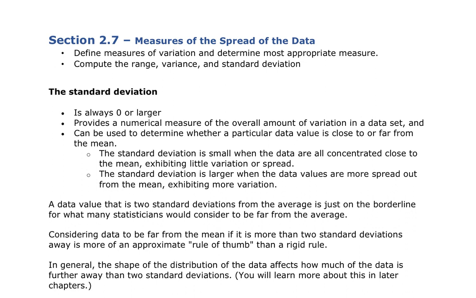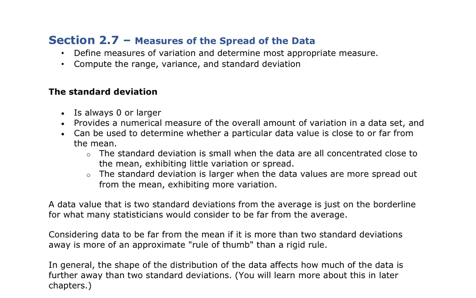It's a numerical measure of the overall amount of variation in the data. And we use it to determine if a particular data value is closer to or further from the mean. We call that the z-score, which we'll talk about at the end of this video. When the standard deviation is small, then the data is pretty concentrated close to the mean, exhibiting very little variation or spread. If the standard deviation is large, then the data values are more spread out from the mean, exhibiting more variation.